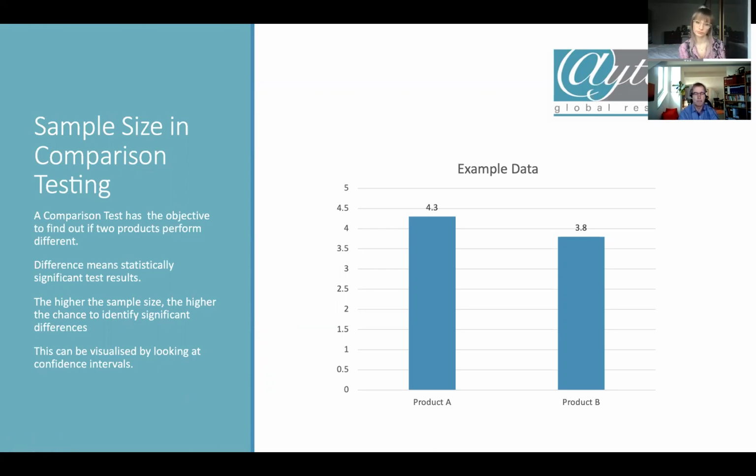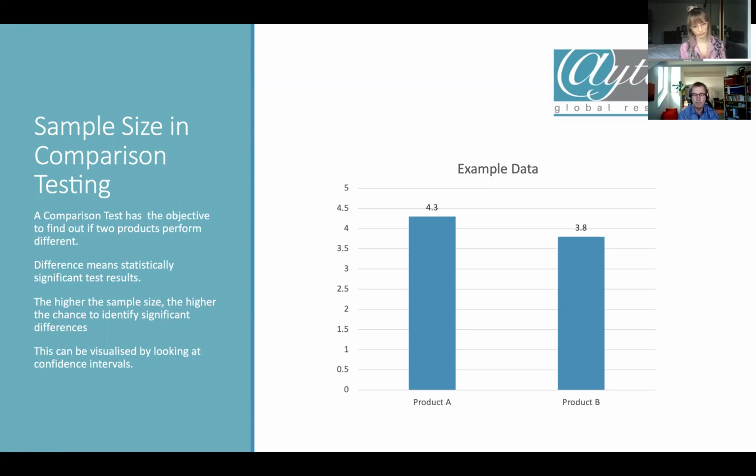So if we have an example over here where we had two products, product A and product B, and again, a kind of 5-point scale of acceptance, you would say, great, product A, at 4.3, is better than product B with 3.8, so achieved.